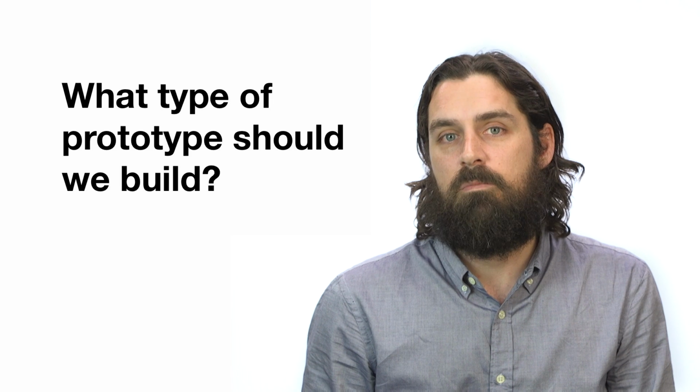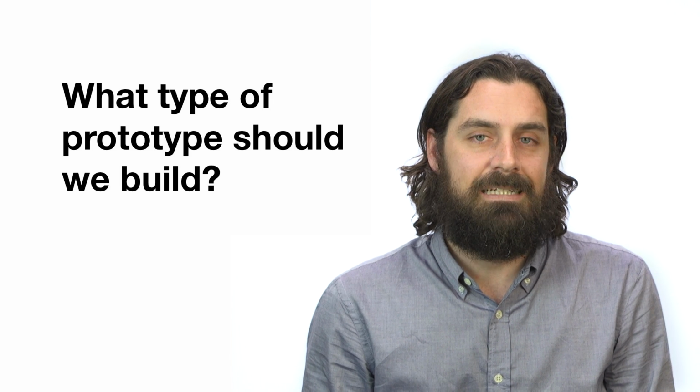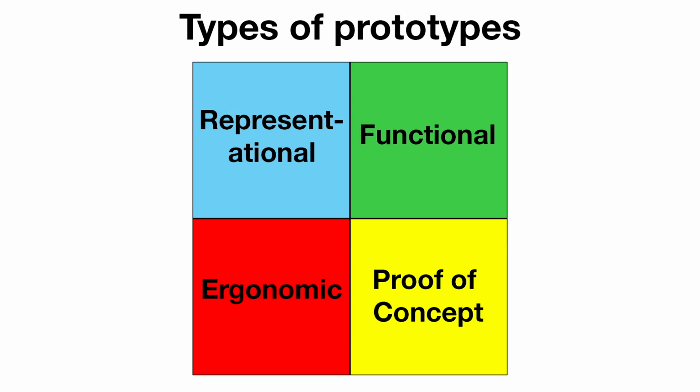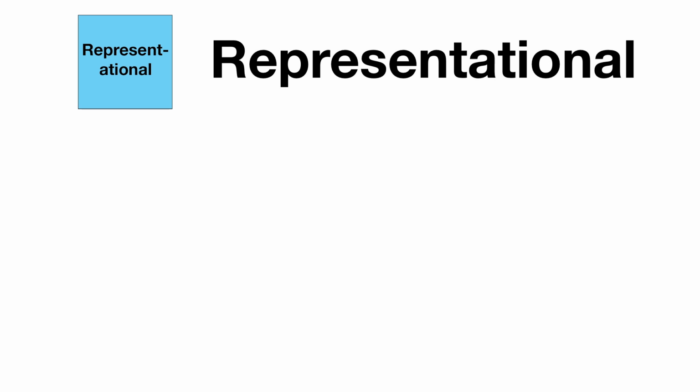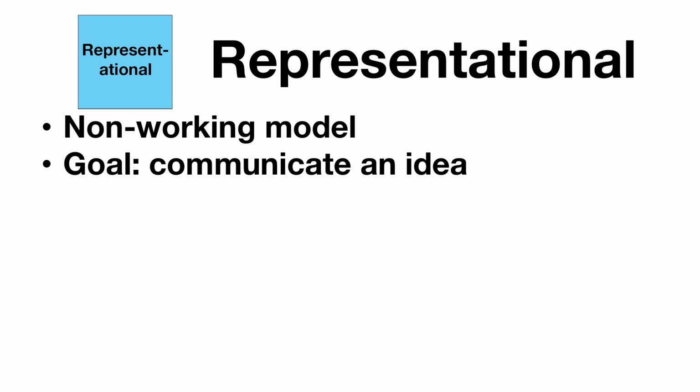There are a number of big questions that relate to prototyping, and the first one that teams usually come up with is, what type of prototype should we build? So over the next several slides, we're going to cover different types of prototypes. One of the first types of prototypes that your team is going to build is either a representational prototype or a functional prototype. A representational prototype is a non-working model of your intended solution, and the goal of this prototype is to communicate the idea of the project to stakeholders, clients, or your team.